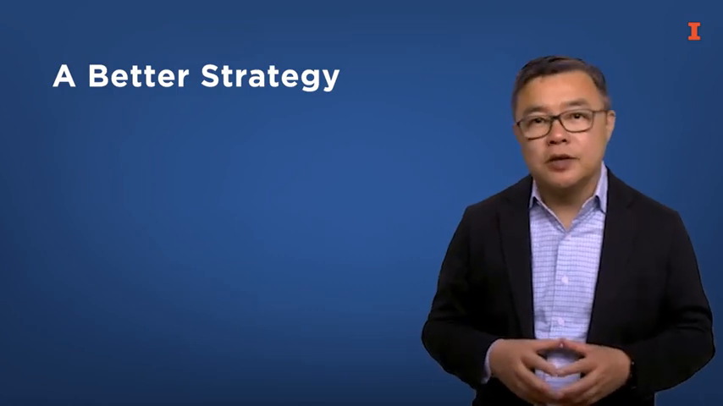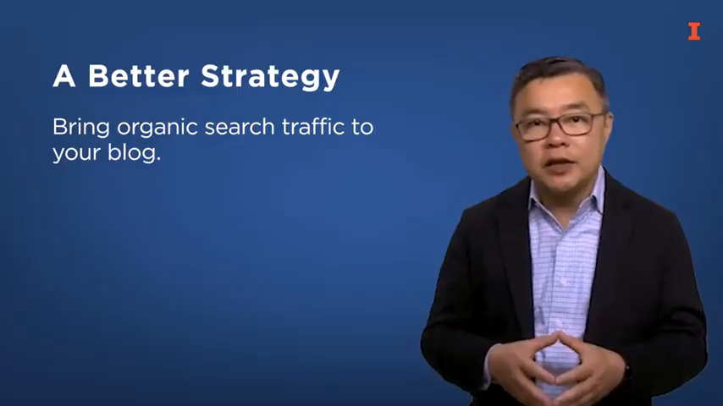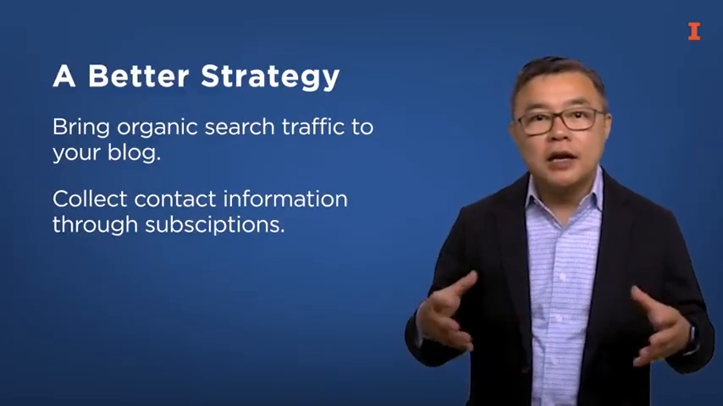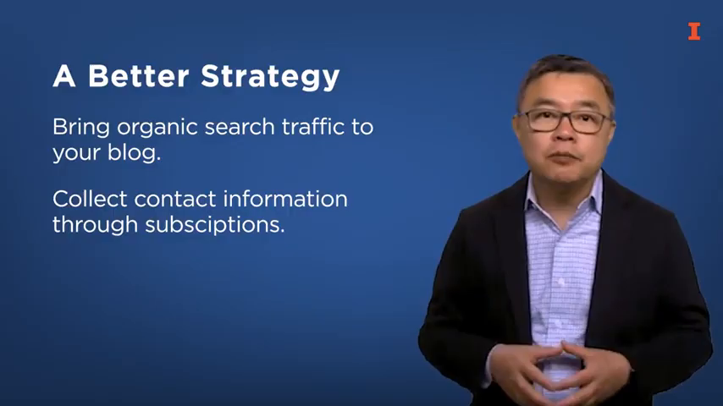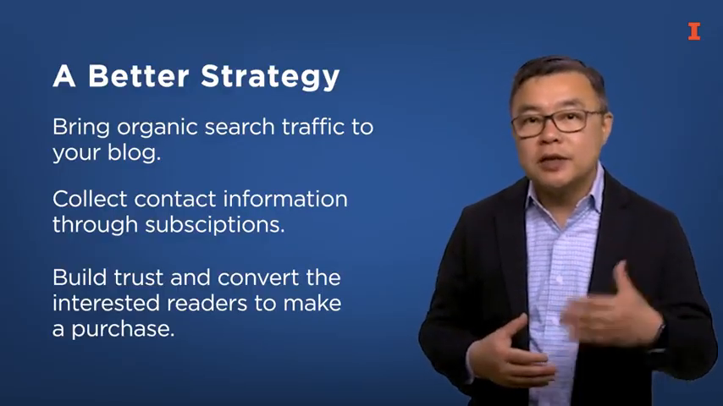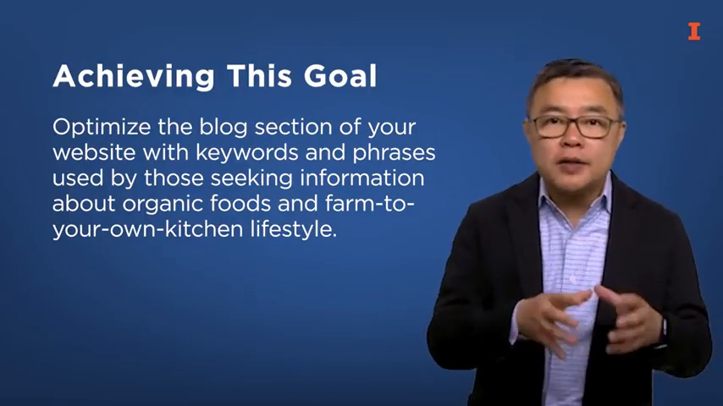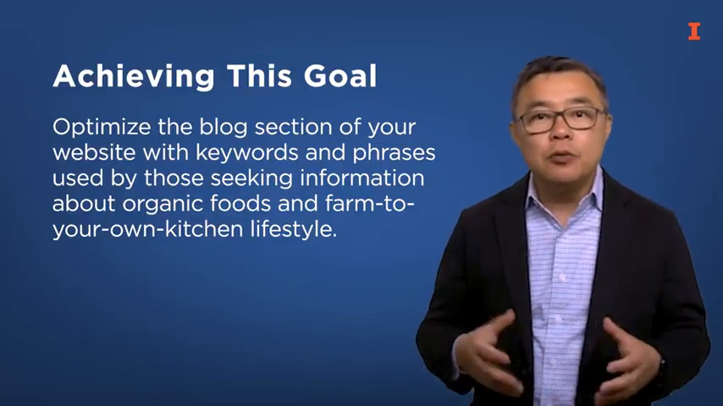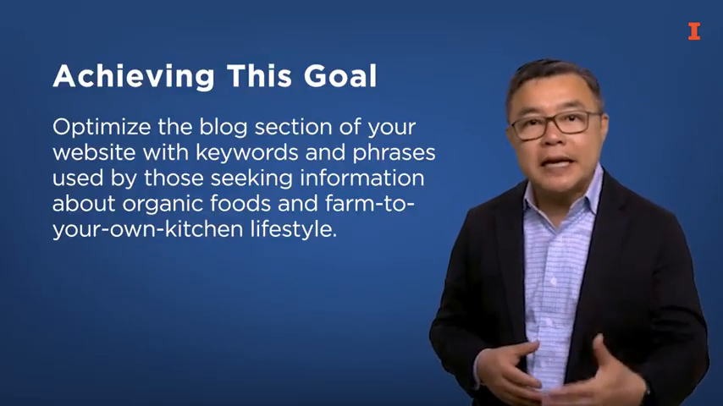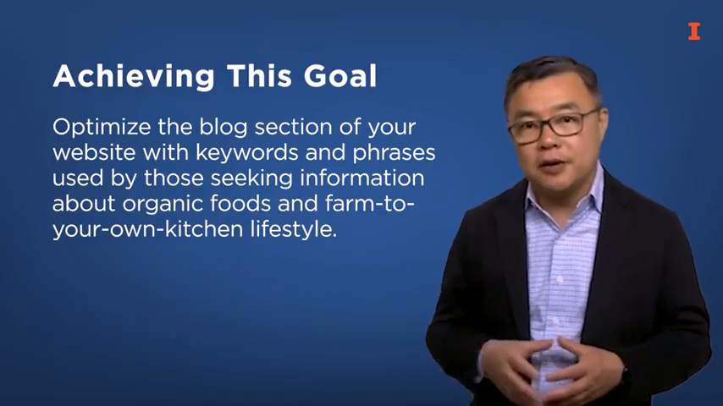A better strategy will be to bring the organic search traffic to your highly engaging and educational blog. Collect contact information through subscription, build trust, and then convert the interested readers to make a purchase. To achieve this goal, you'll need to optimize the blog section of your website with keywords and phrases used by those seeking information about organic foods and a farm-to-your-own-kitchen lifestyle. From here, you have many choices to develop an initial set of keywords.